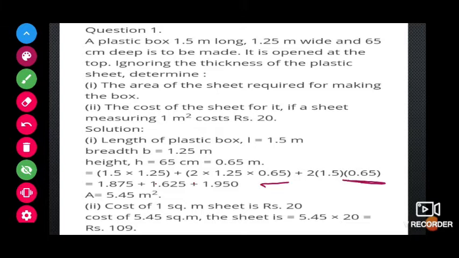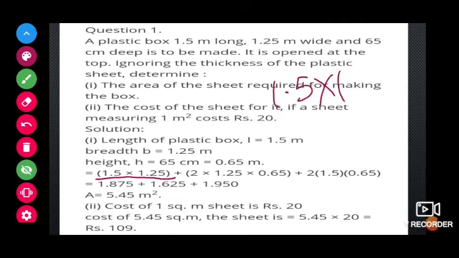If we multiply 1.5 into 1.25, we will get 1.875. And 2 into 1.25 into 0.65, if we multiply, we will get 1.625. If we multiply all these three, we will get 1.950. I hope you know how to multiply decimal numbers. Children, whenever you are multiplying decimal numbers, I'll show you one multiplication.